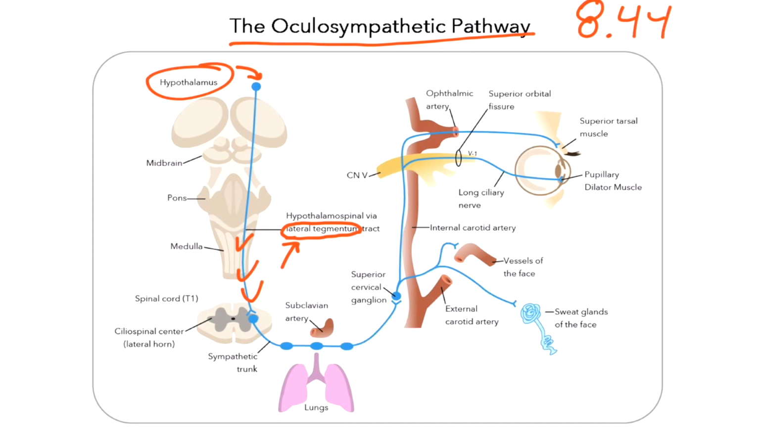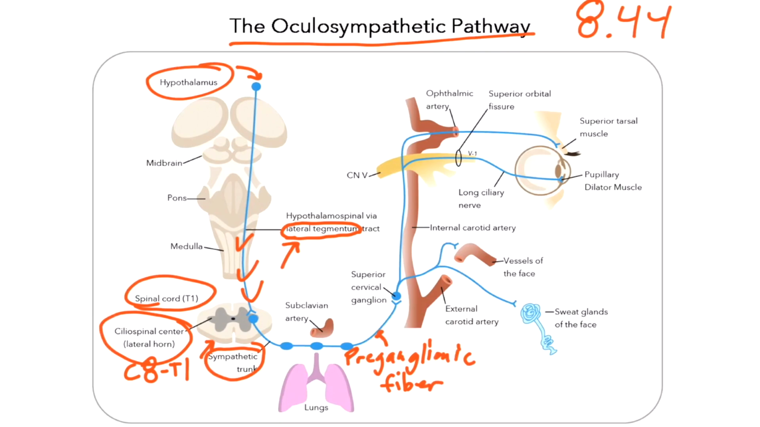So once the first neuron gets to the ciliospinal center of Budge, here we just have written the ciliospinal center and the lateral horn of the gray matter, which is C8 to T1, then through T1, spinal cord T1, which is this right here. This second neuron will exit the sympathetic trunk, and it's also called the preganglionic fiber. And it will travel up through the sympathetic trunk until it reaches the superior cervical ganglion, and from there it will synapse, and a nerve will leave the ganglion to innervate the pupillary dilator muscle, which causes mydriasis.